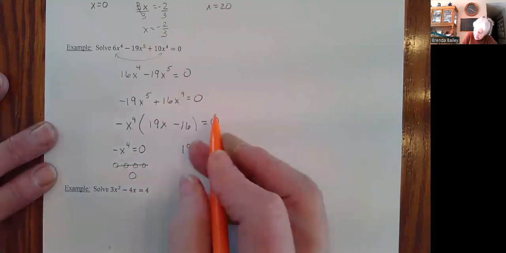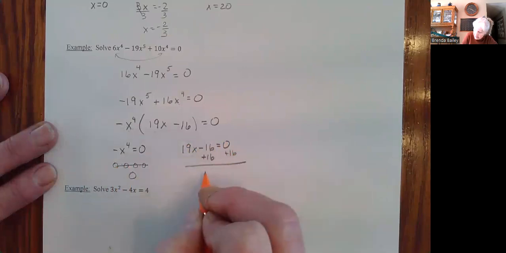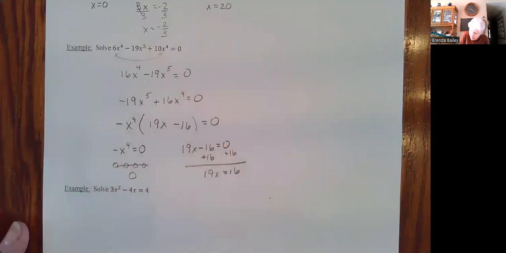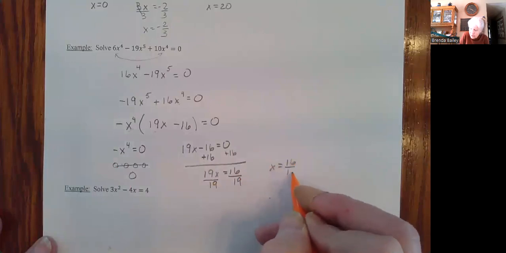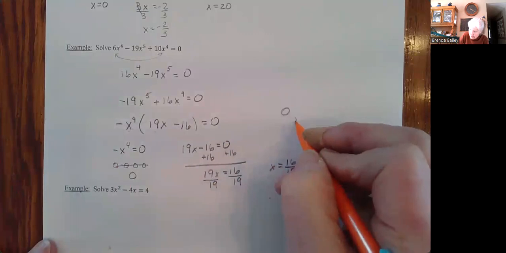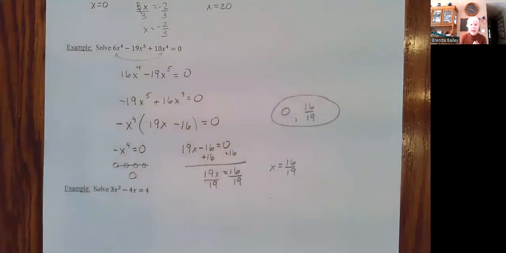And then we add 16. 19x equals 16. Divide by 19. X is 16/19. So we have 2 solutions here, 0 and 16/19. And we found that by factoring. You know, we're doing some rearranging and some simplifying, but the factoring tells us.